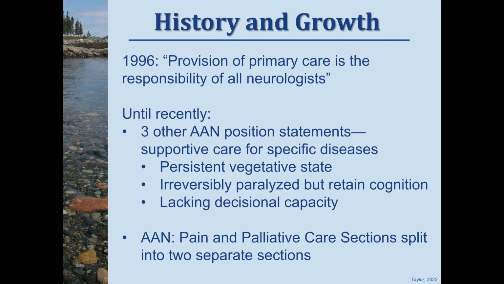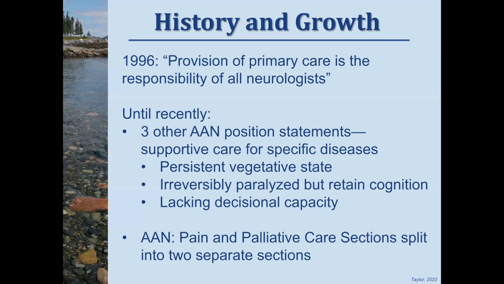Going back into some of the history, looking back at some of the documentation and where the American Academy of Neurology has been, as early as 1996 there was a provision for neurologists to function as primary care specialists for their patients, not even palliative, but neurology patients come in to see the neurologist more often than their PCPs. So there was a push for that to take place. But then there wasn't anything recent until just some things periodically over the next 2 decades. They came up with some statements about what to do for persistent vegetative state, irreversibly paralyzed patients who retain cognition, and those lacking decisional capacity.